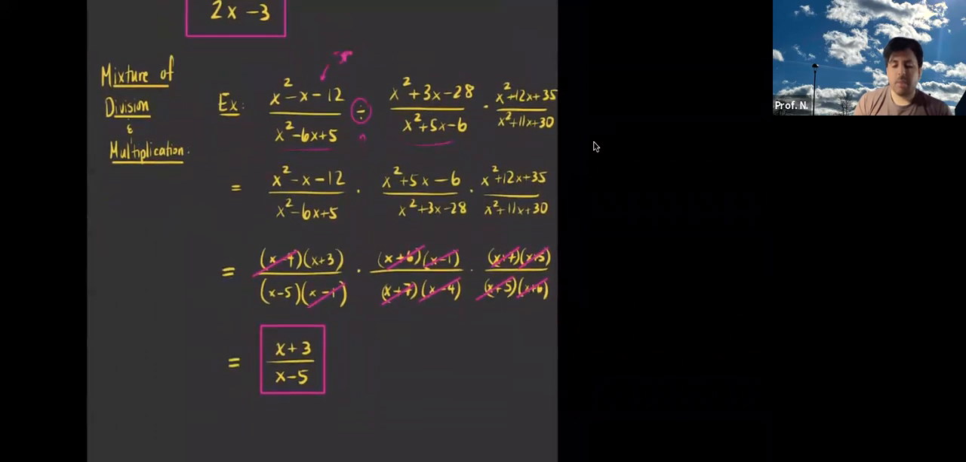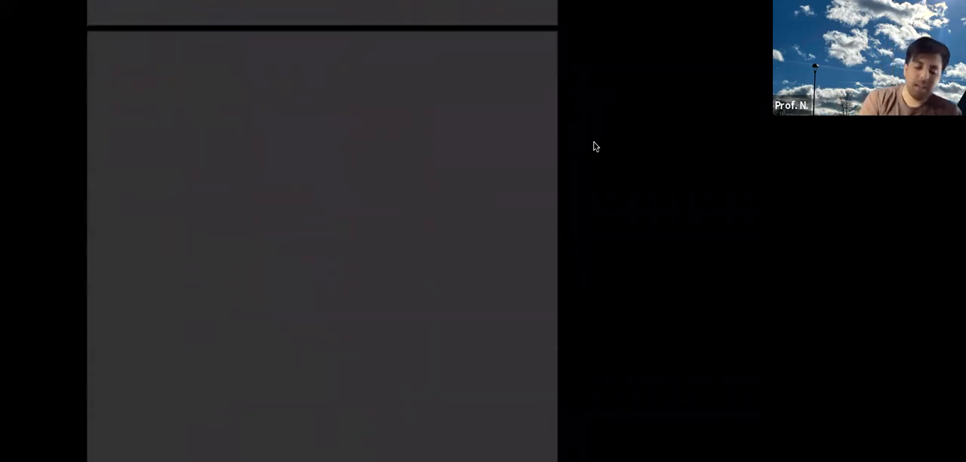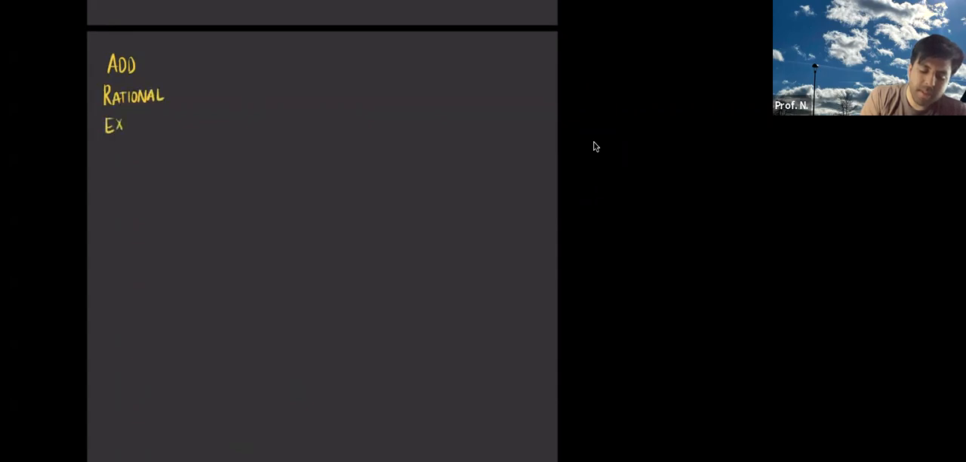Now we're going to head into the more difficult kind of operations. Multiplication and division are a little simpler because all you have to do is factor, cancel, factor, cancel. That's pretty much the extent of it. But when we add rational expressions, it takes a bit more time out of us, I guess.